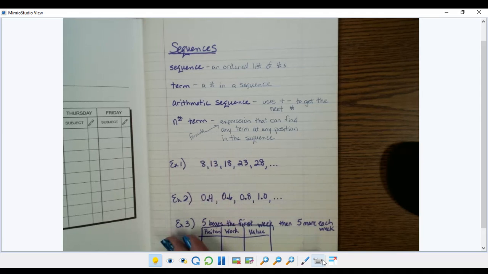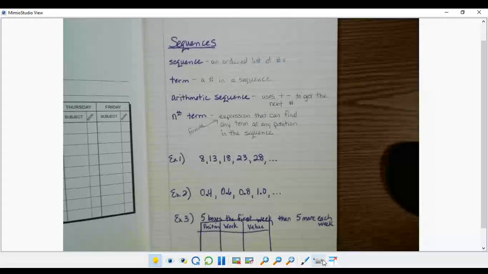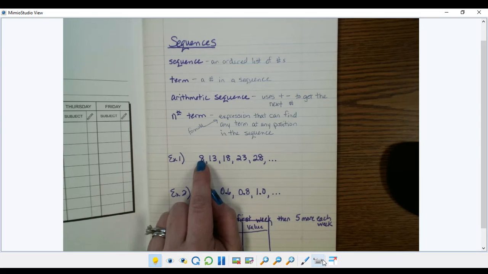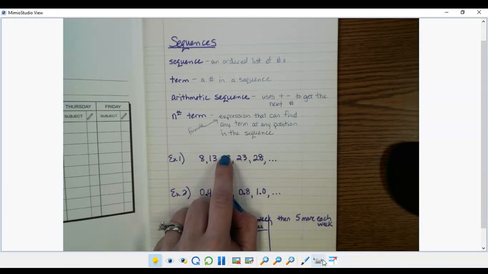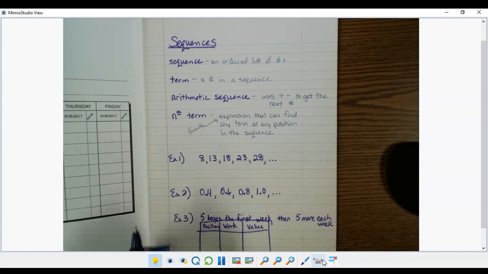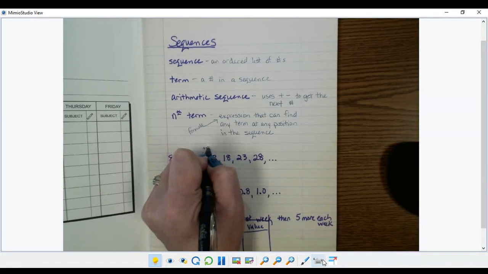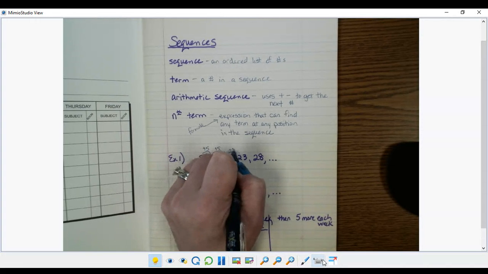Okay, so let's look at some examples here. Example 1, I've given you 8, 13, 18, 23, 28. Now, the elementary schooler in you says, they all end in 8 and 3 and they keep switching. Absolutely true. But let's take it to the next level. The first term, the second term, the third term, etc. What do I do to get from one to the next? How do I get from 8 to 13? And then from 13 to 18? And then from 18 to 23, etc.? Each time, I'm adding 5.